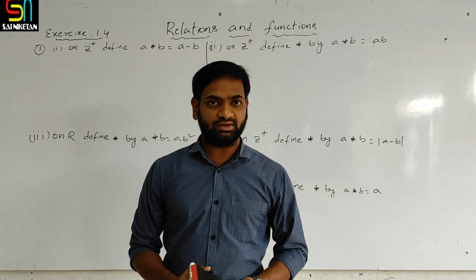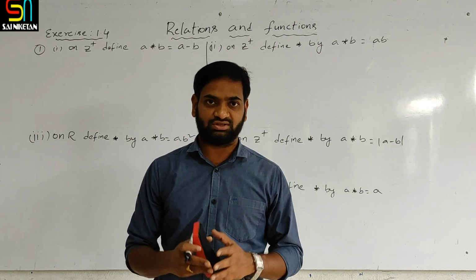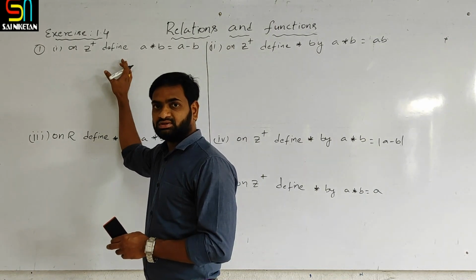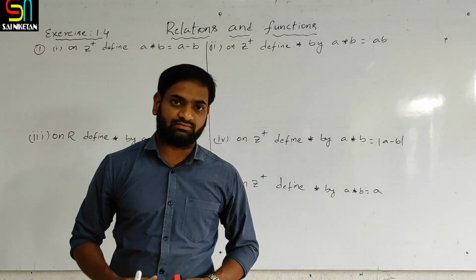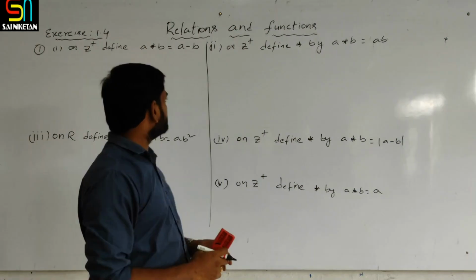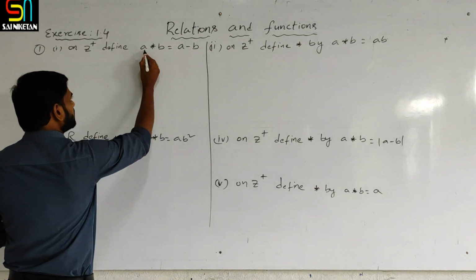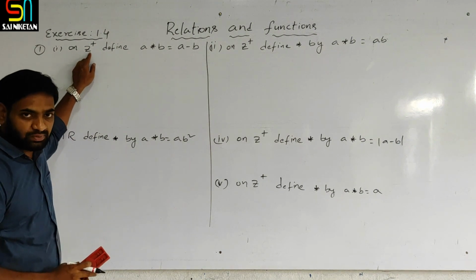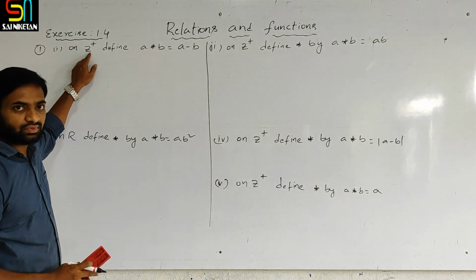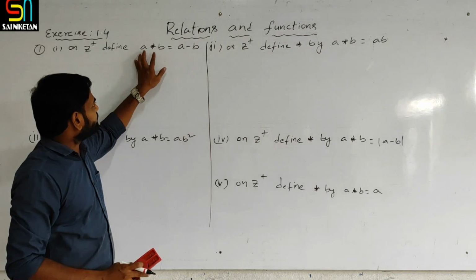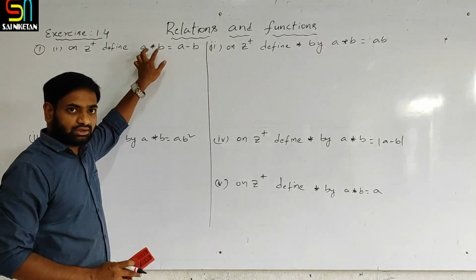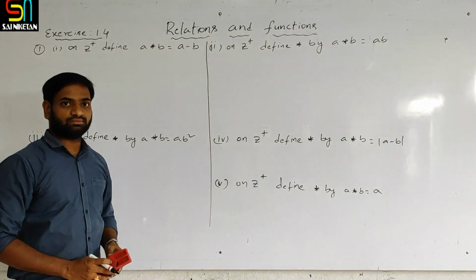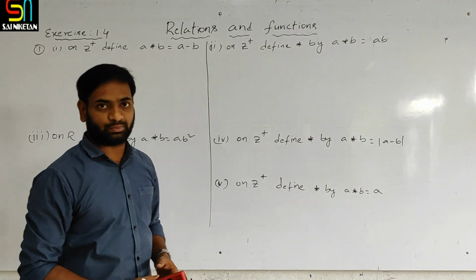The star should be a function. This is the actual definition. But when we are solving the problems, there is another condition. It is a simple condition. Here A comma B should belong to Z plus. If we operate the operation between A and B, if the result also belongs to the same set, then we can say it is binary operation.